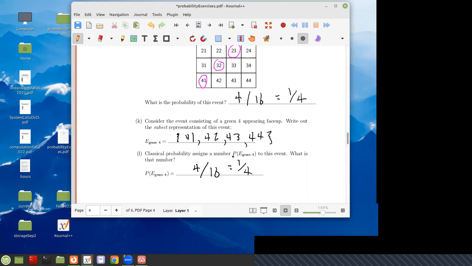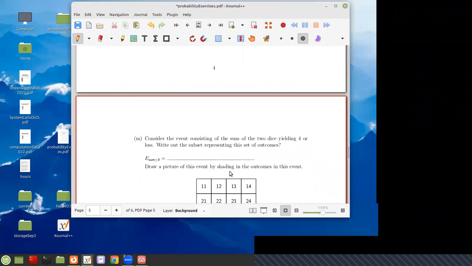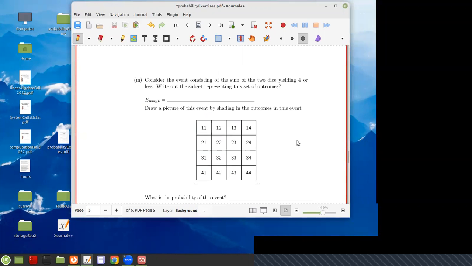So 2 different 1/4s. Let's see what we have. Okay. Before we had an event which was summing up to 5, but here's the event consisting of the sum of the 2 dice yielding 4 or less. So again, we draw this picture here so that instead of just writing them out and wondering, have I got all the outcomes, you can circle the outcomes on this display of all the outcomes in the sample space.